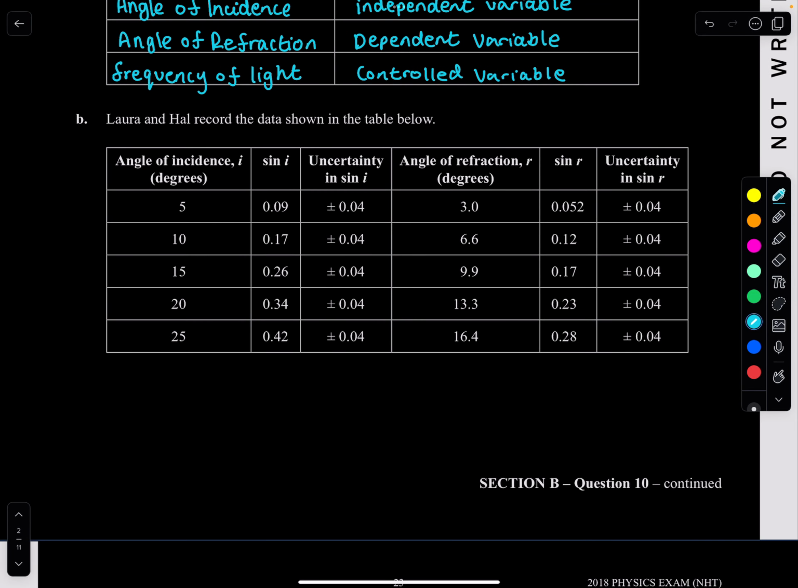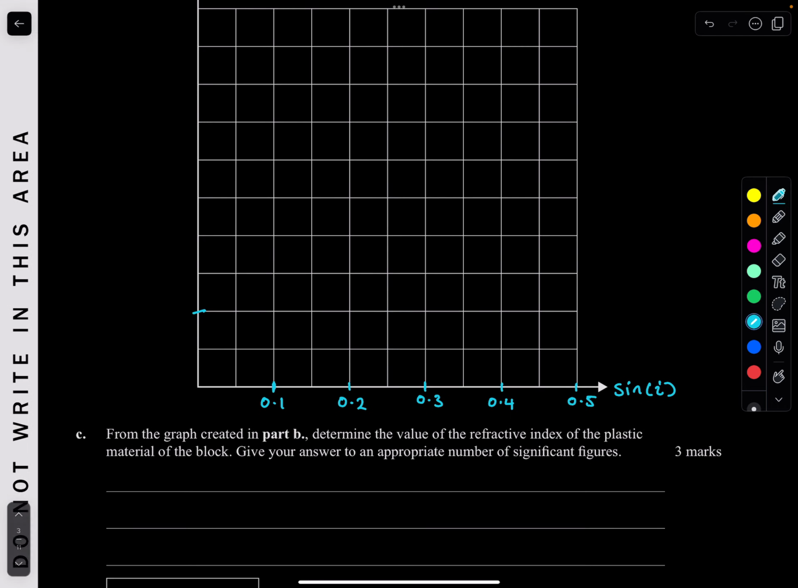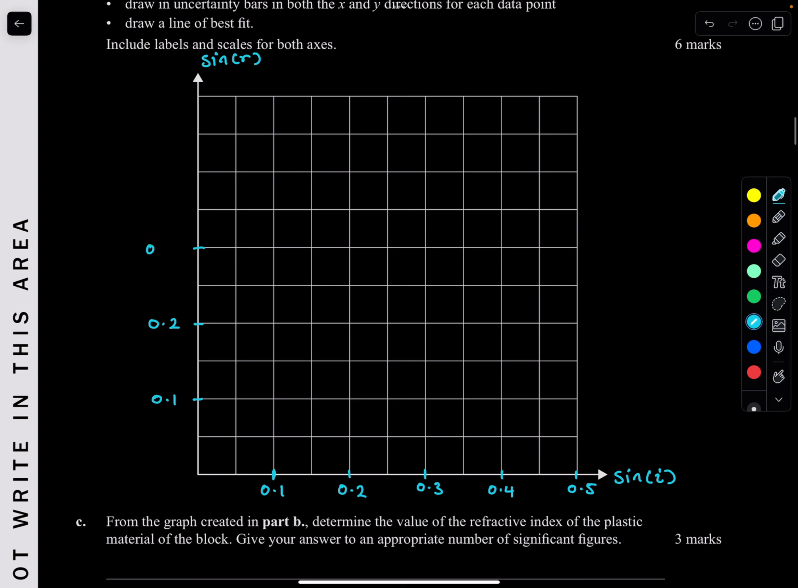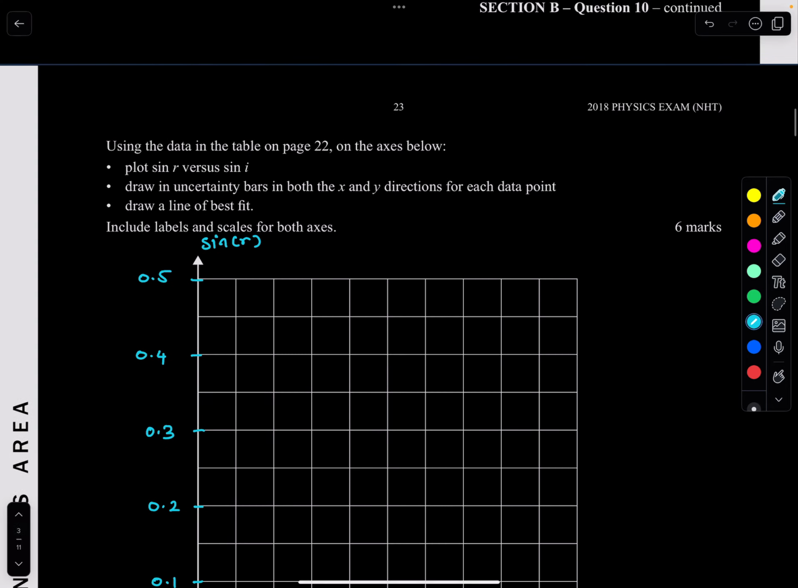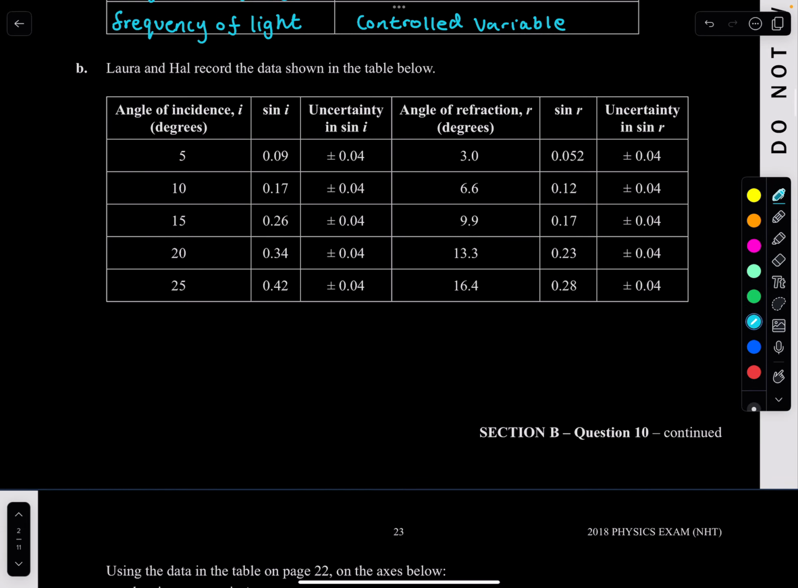And what about the other one? The sine of the angle of refraction. It goes basically the same, but it's a little bit lower, so I'm just going to make it the same scale: 0.1, 0.2, 0.3, 0.4, and 0.5. Done. We've added scales on both axes, and so now let's plot.